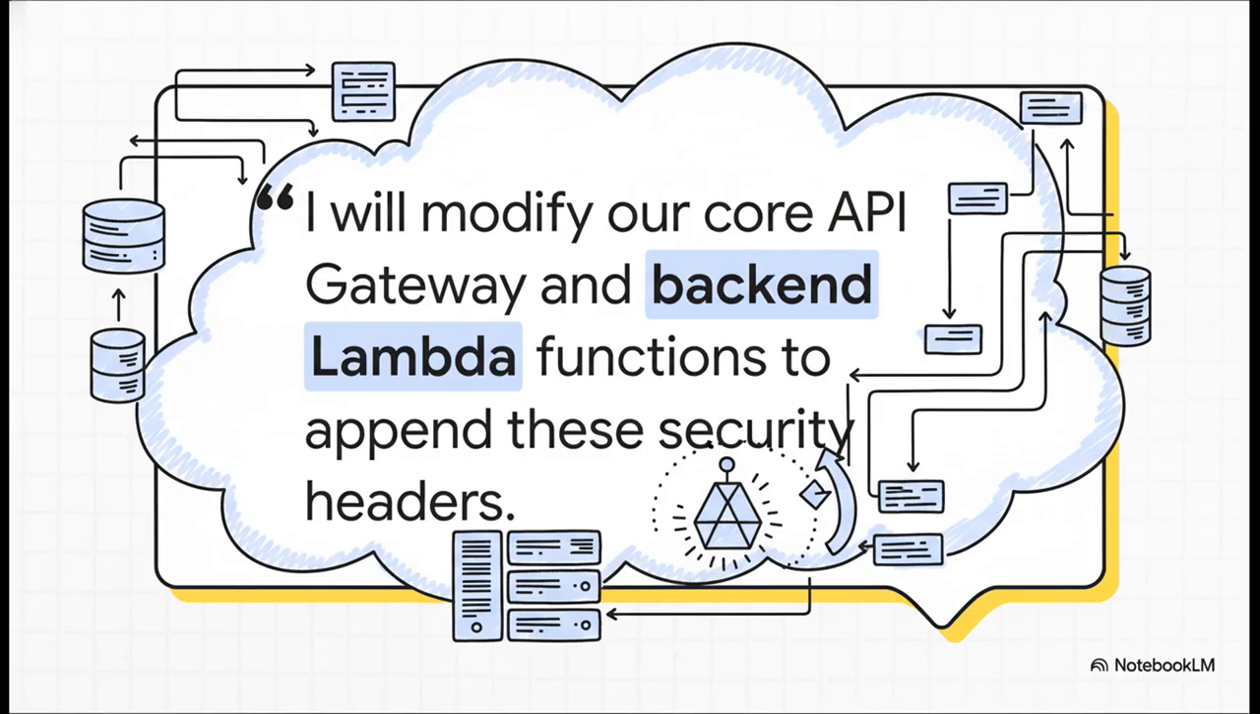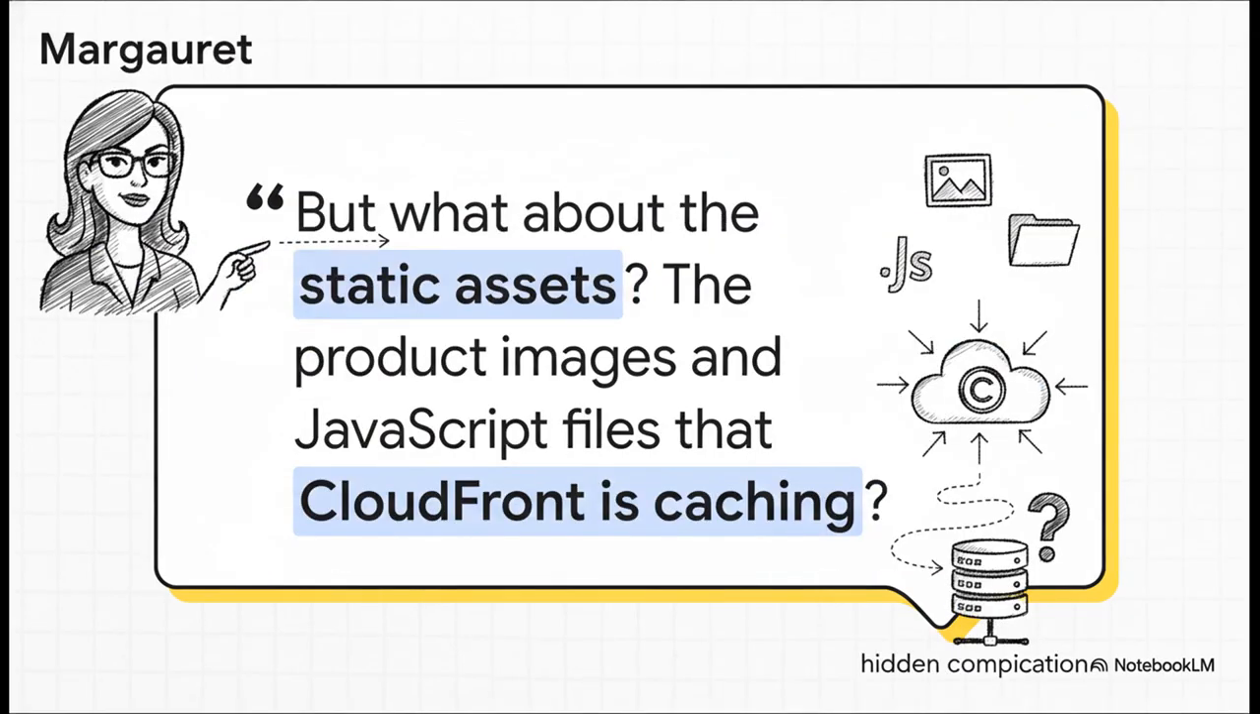Of course you'd go to the backend code. That's where all the logic lives. He figures he'll just tweak the main Lambda functions and boom, every response that goes out will have the new headers. Job done. Or maybe not. Just then, his mentor, Margaret, chimes in with a really important question. She points out that they use a content delivery network, or CDN, to make the site faster. And that's where Timothy's simple plan hits a major snag.